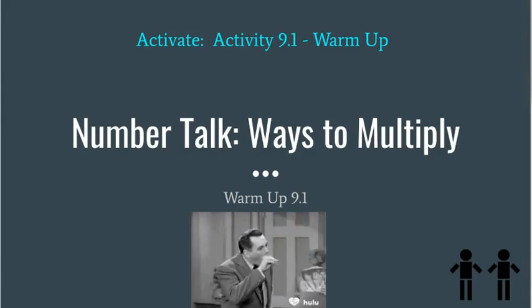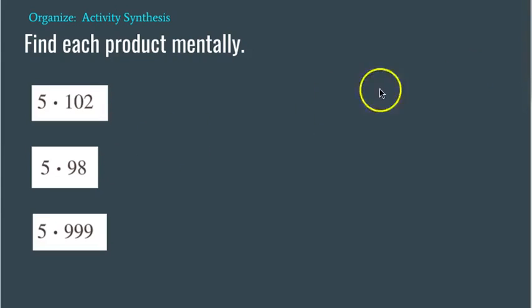All right, let's look at some ways to multiply. So find each of these in your head. You know, this one's not bad. If you think about it, 100 times 5 is 500, and then 5 times 2 is 10, so that gives you 510.